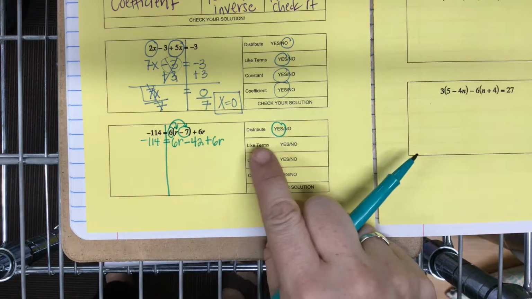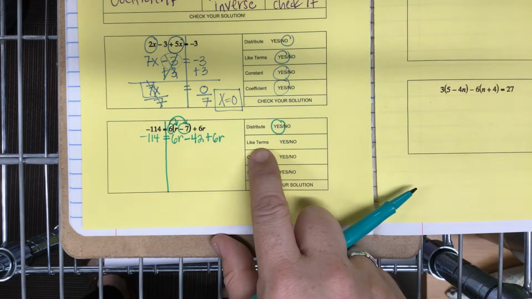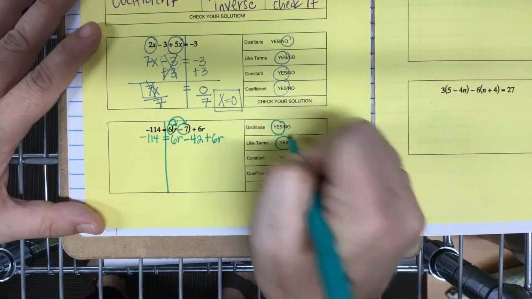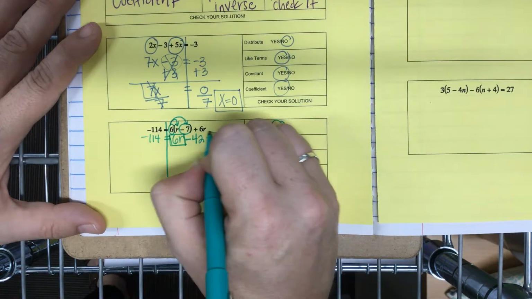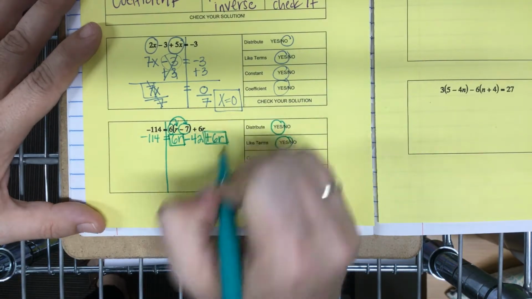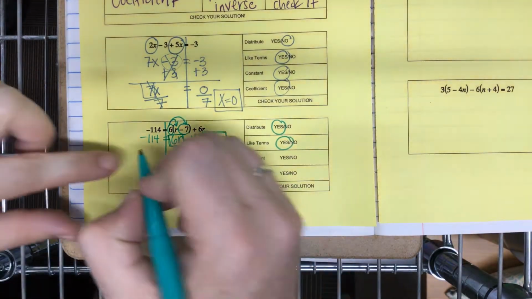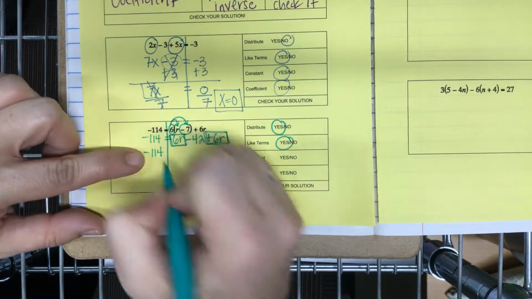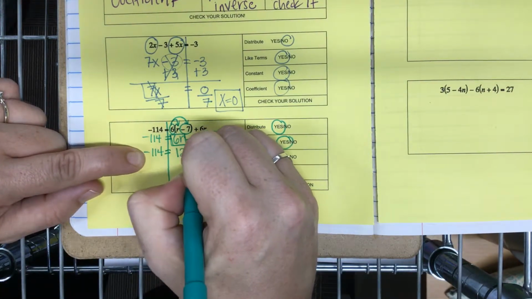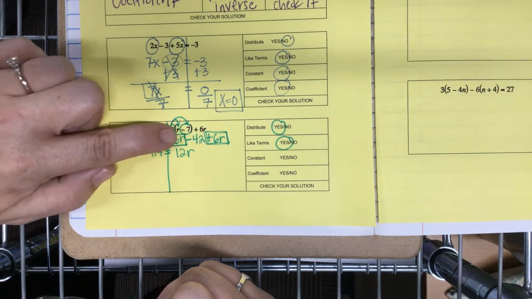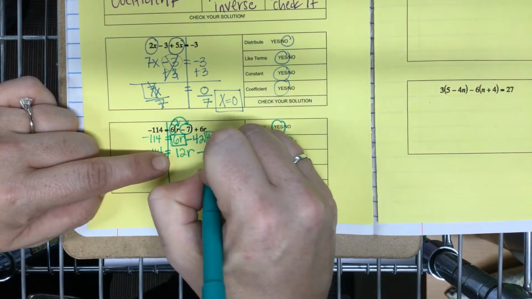Now I need to ask, are there like terms? Do things have exactly the same variable? Yes. 6r and plus 6r. Those are going to get combined. Perfect. So I'm going to put negative 114, because that didn't change, equals 12r. 6r plus 6r is 12r minus 42.